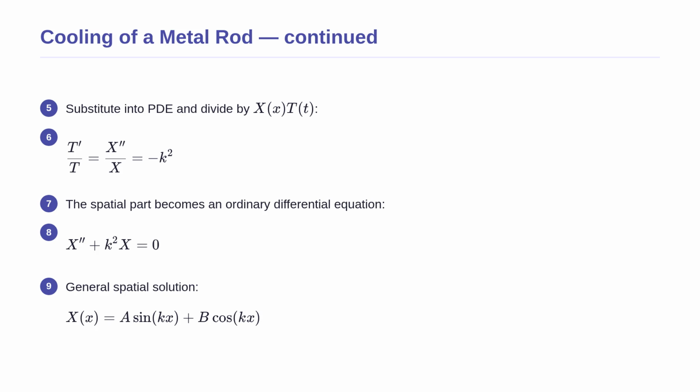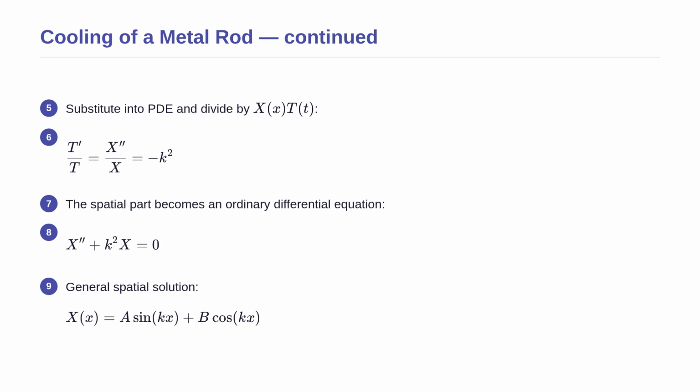Continuing with our solution, we substitute our separated guess into the heat equation. By dividing both sides by X times T, we get all time variables on one side and space variables on the other. Since space and time can vary independently, the only way they always equal each other is if they both equal a constant, which we call negative k squared, to ensure the temperature decays over time.